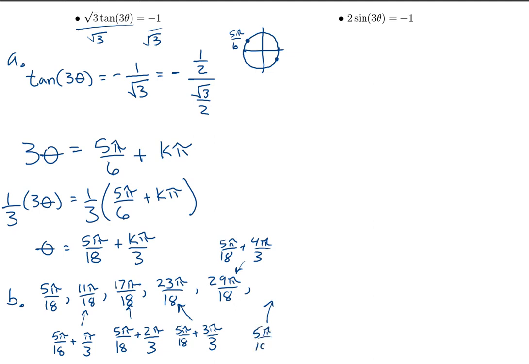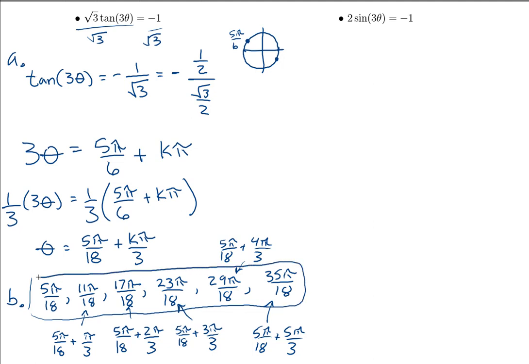5 pi over 18 plus 5 pi over 3. So that's going to end up giving me 35 pi over 18. So just under what we're shooting for. So looks like we have 6 solutions that fall between 0 and 2 pi.